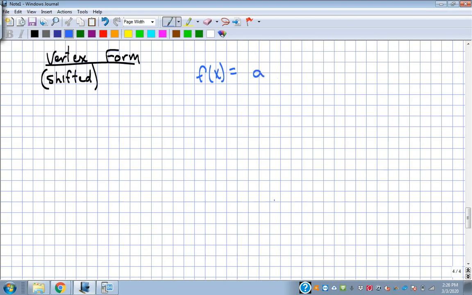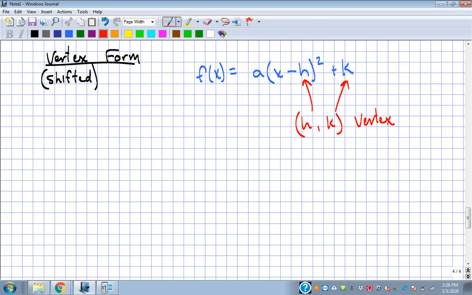Okay. There's the A that we had earlier. And it looks like that. The H and the K are the vertex. Okay. The H that's inside of the parentheses, that's the X value of the vertex. The K, that's on the outside, that's the Y value of the vertex. Vertex form gives you the vertex for free. You don't have to do any work to get it there.